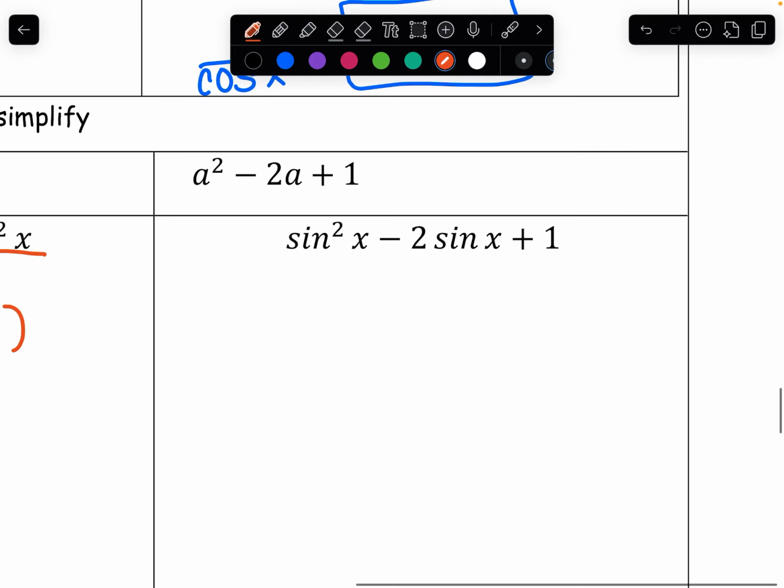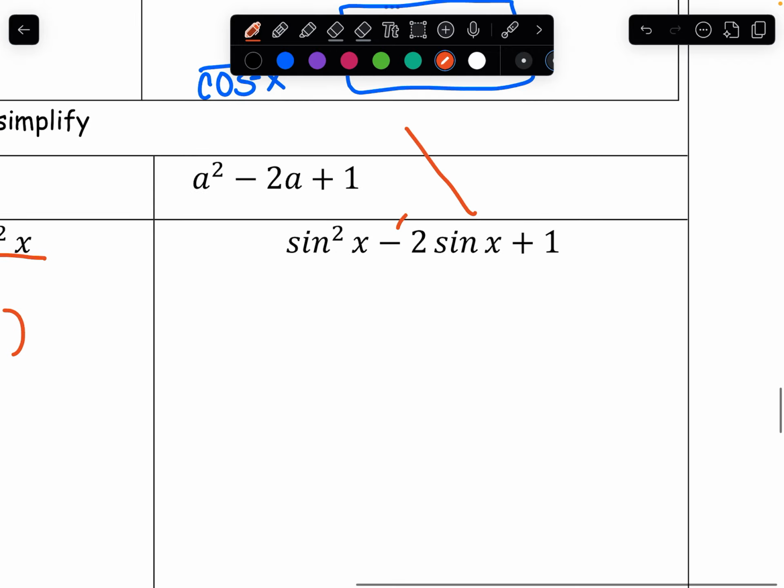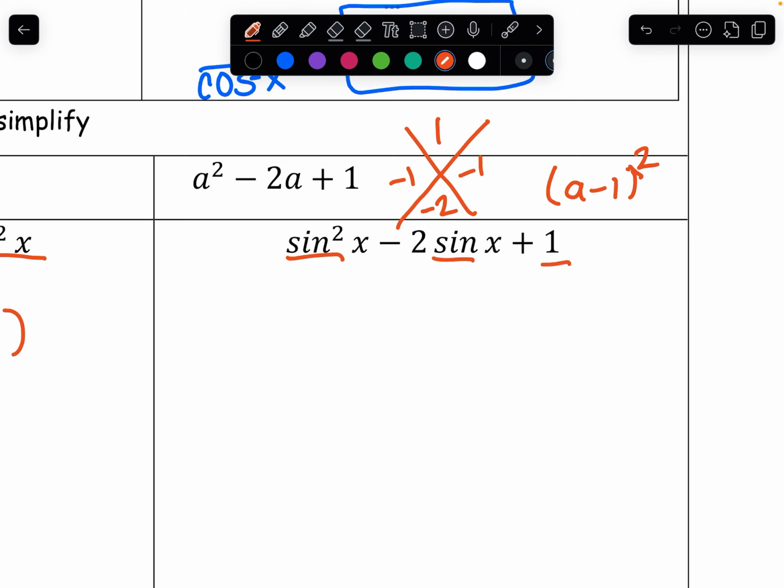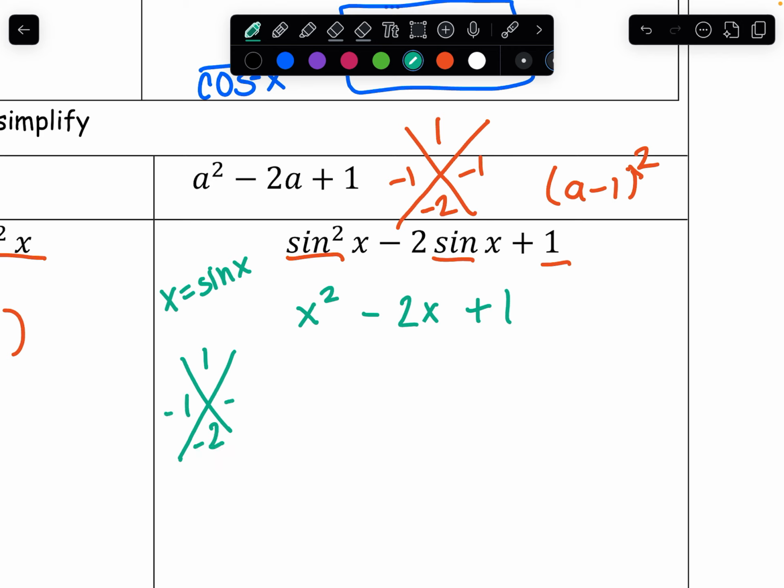Okay, now what we can do with the next problem is we can do our big X. What two numbers multiply to get 1 and add to get -2? -1 and -1, so we get x minus 1 squared. Well, we can do the same thing. Notice how it is a quadratic. And so what I like to do is say, okay, x equals sine of x. So that way I'm replacing it for a moment and going back to my root. So I would get x squared minus 2x plus 1. Well, we can now do our big X, which should look familiar. What two numbers multiply to get 1 and add to get -2? -1 and -1. And so we would get x minus 1.